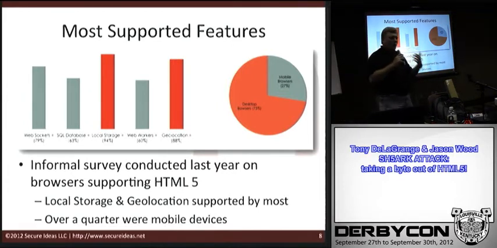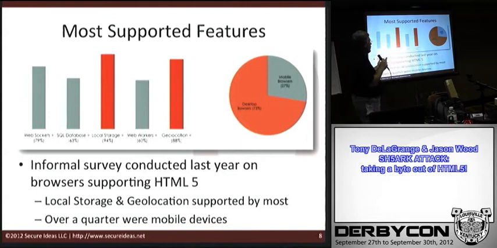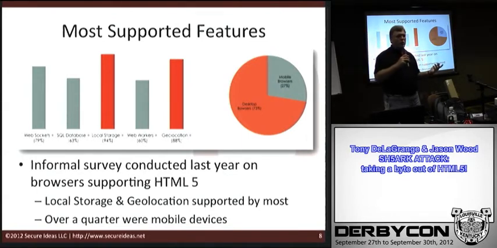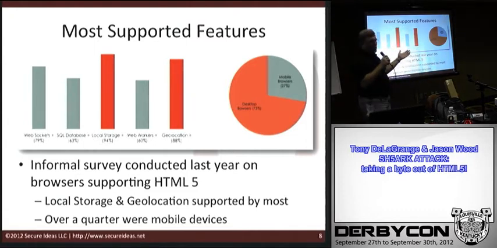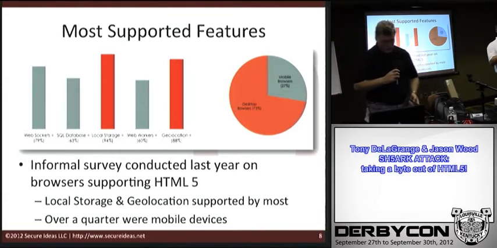But fortunately, we got people to click on this link, and we found out that almost 75% of those people were running on desktops with their browser that supported HTML5 and different features. More than 25% were running on mobile devices. But the two top features that were supported by all these different browsers that clicked on it were local storage and geolocation. And geolocation on your desktop.